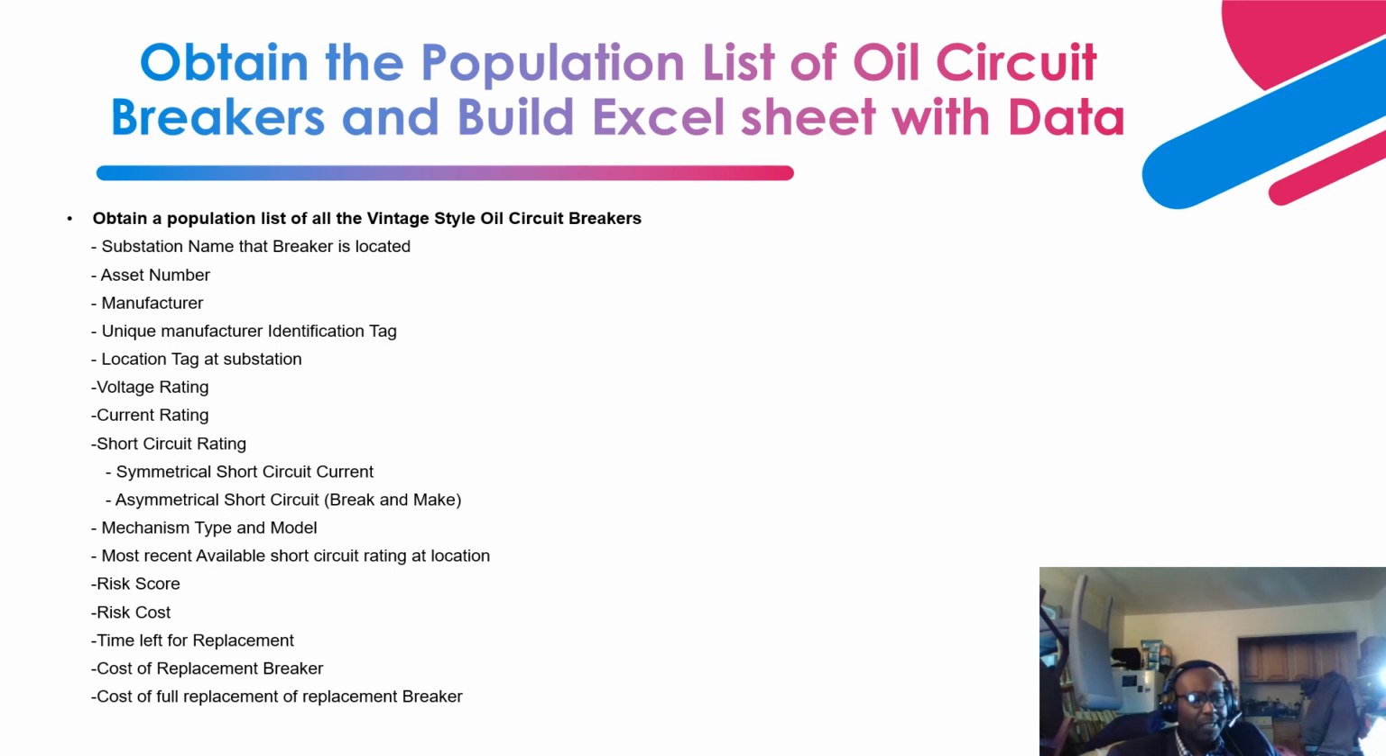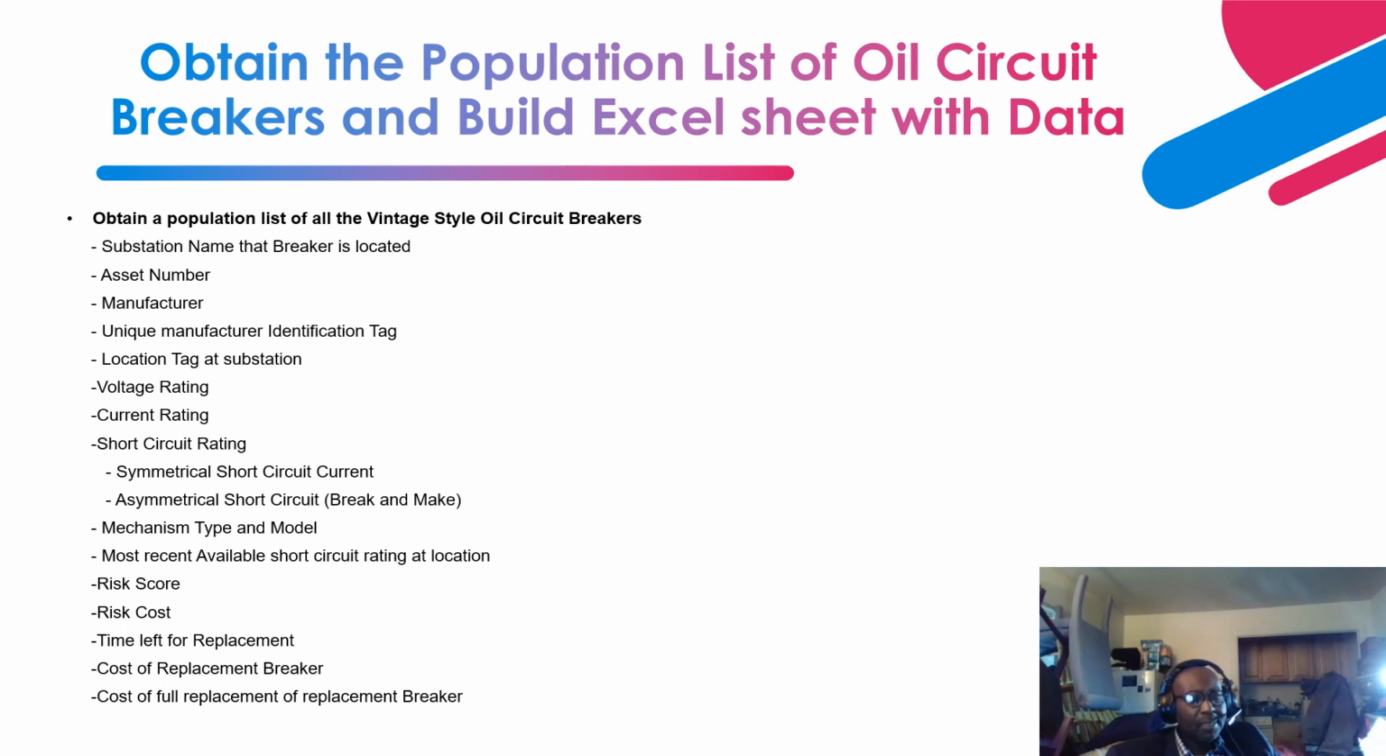Next, you should have a column for the voltage rating of the circuit breaker, then another column for the current rating, then another column for the short circuit rating. In getting the short circuit rating, you can have a symmetrical short circuit rating and an asymmetrical short circuit rating. Asymmetrical is basically the peak short circuit rating. And you can get the break and the make asymmetrical short circuit rating.